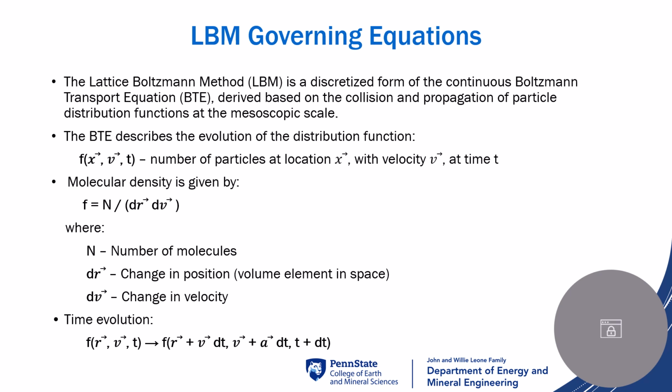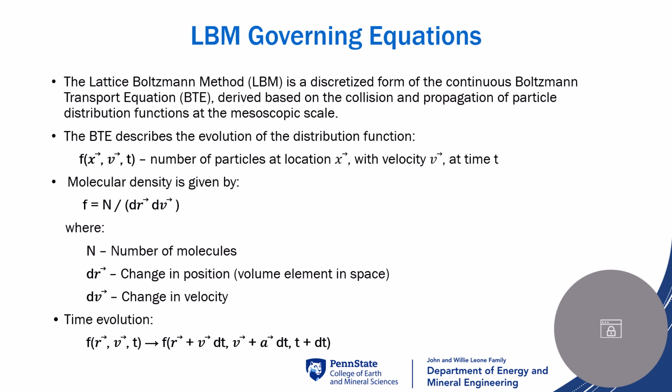The core object in this formulation is the distribution function f, written as f of x, v, t. This notation tells us how many particles are present at a specific position x, moving with velocity v at time t. You can imagine this like a fog of particles moving through space, and f measures how thick that fog is, but not just in space, also in velocity. So for every point in space and every velocity, we know how populated it is.